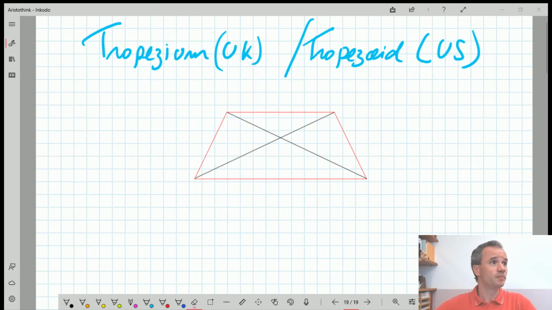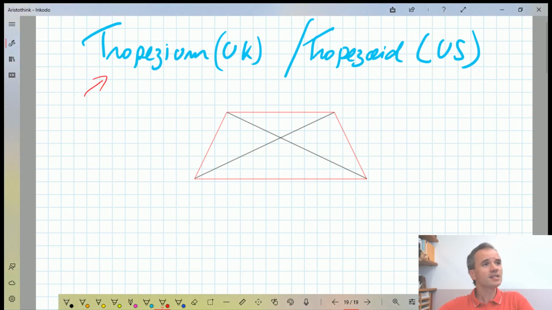Today we're going to discuss trapezoids or trapezium. Trapezoid is the term used in the United States and Canada, and trapezium is how this polygon is defined in the UK. So I'm going to use the term trapezium. They mean the same thing, but that is the one I'm going to use.